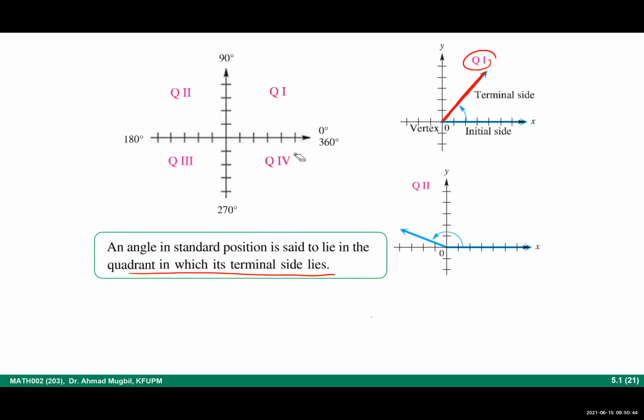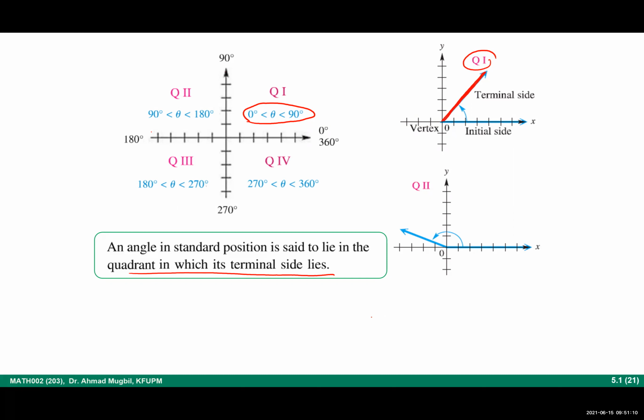So if your angle is in the first quadrant, then it is between 0 and 90. So this is the same. If I say it is between 0 and 90 degrees, I mean in the first quadrant, and vice versa. It is in the second if it is between 90 and 180 degrees. In the third, if it is between 180 and 270. And of course, in the fourth, if it is between 270 and 360.